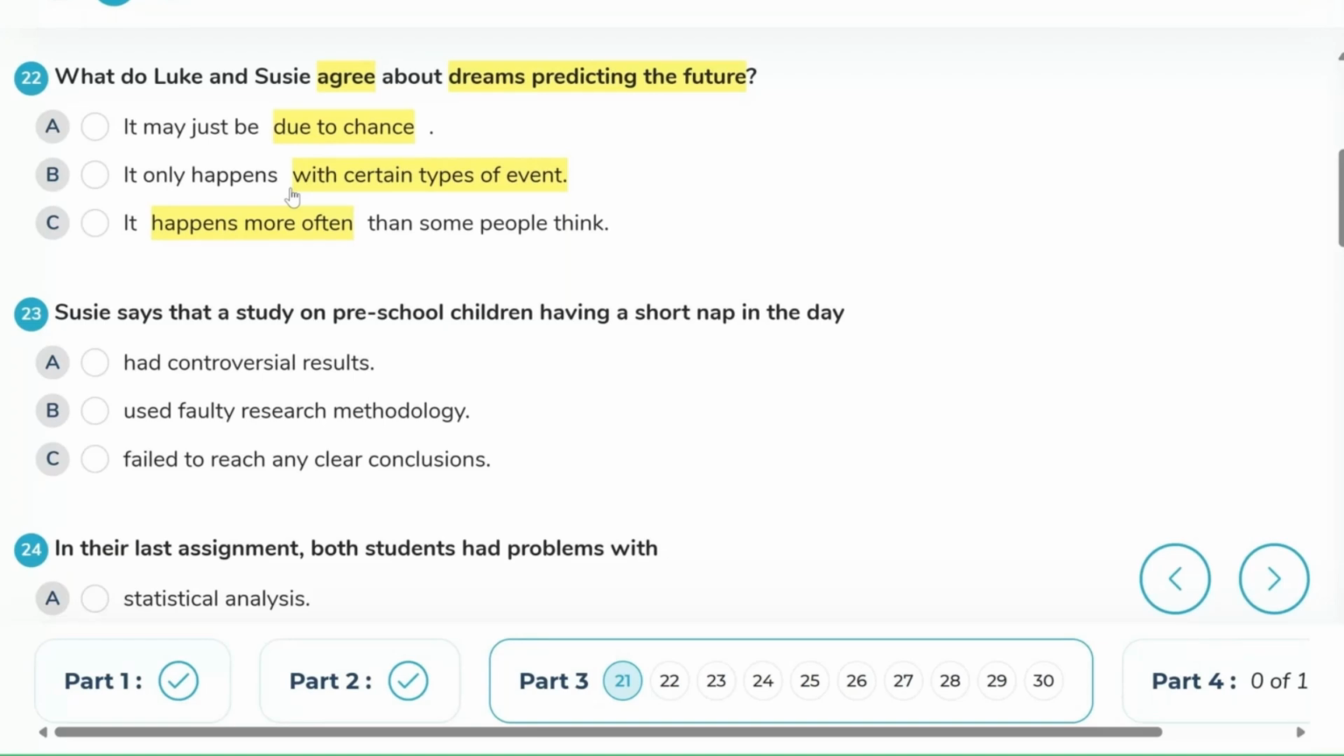Means Susie agrees, okay? So it's just a coincidence.